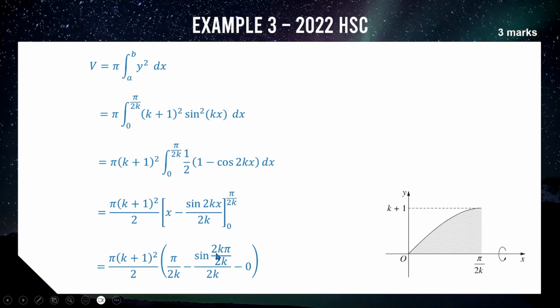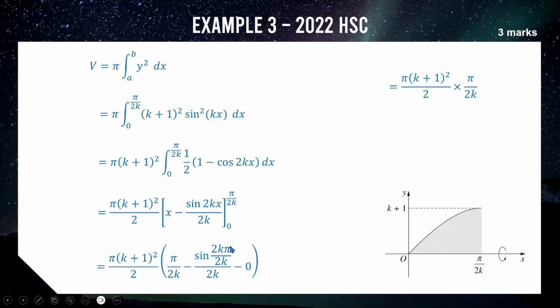Now, because these 2k's are the same on top and bottom, they're going to vanish away and leave us with sine pi. And sine pi, which is sine 180, is equal to nothing. So this whole term here in the middle just turns into nothing, thankfully. And so the whole thing inside this bracket really just turns into pi over 2k. So we'll do that up here.